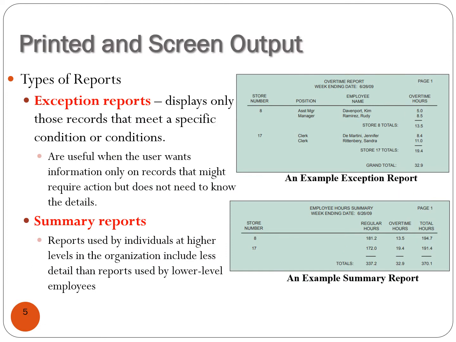An exception report displays only those records that meet a specific condition or conditions. Exception reports are useful when the user wants information only on records that might require action but does not need to know the details. This figure is an example of an exception report that shows information only for employees who work overtime.